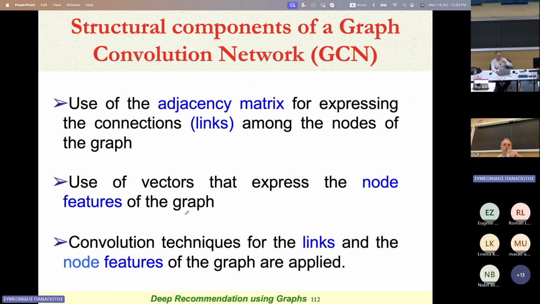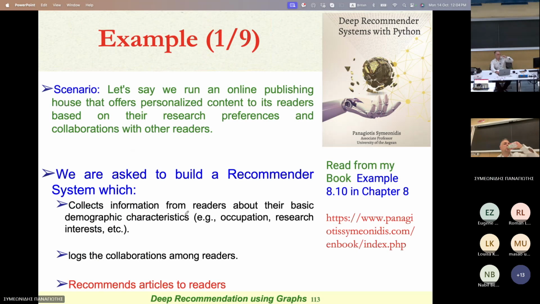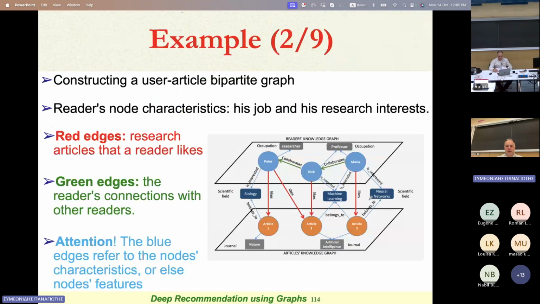Okay, so let's see now an example of a graph convolution neural network that exists also in the book. Okay, so in the book, in chapter 8, we have this 8.10 section, and we will see here a step-by-step example of the slides of this example, step-by-step.